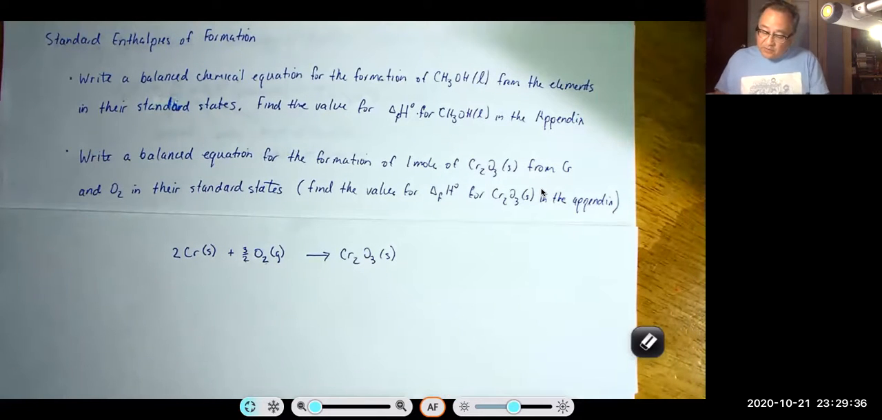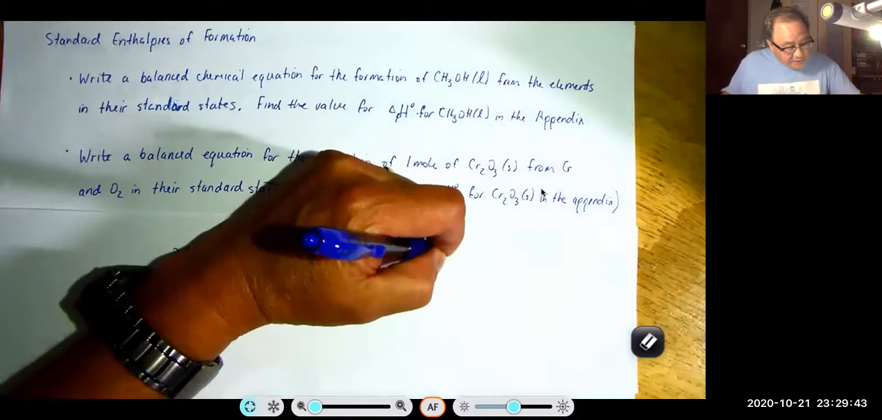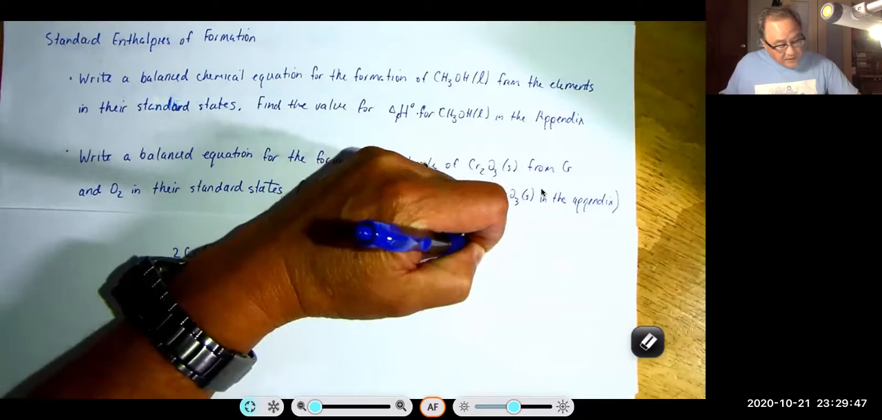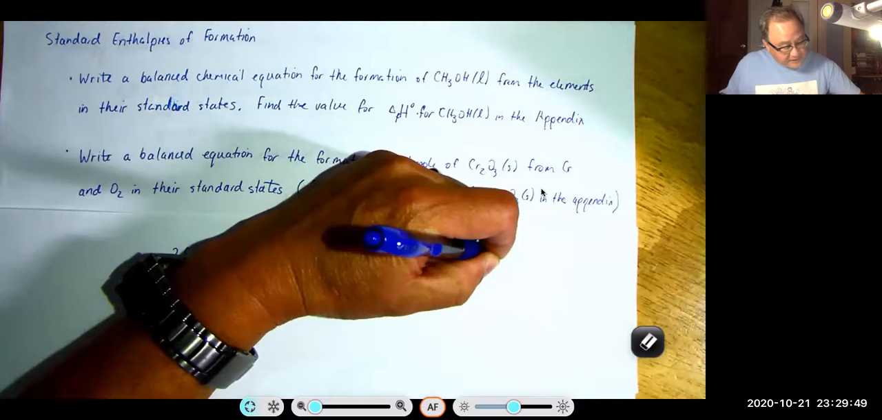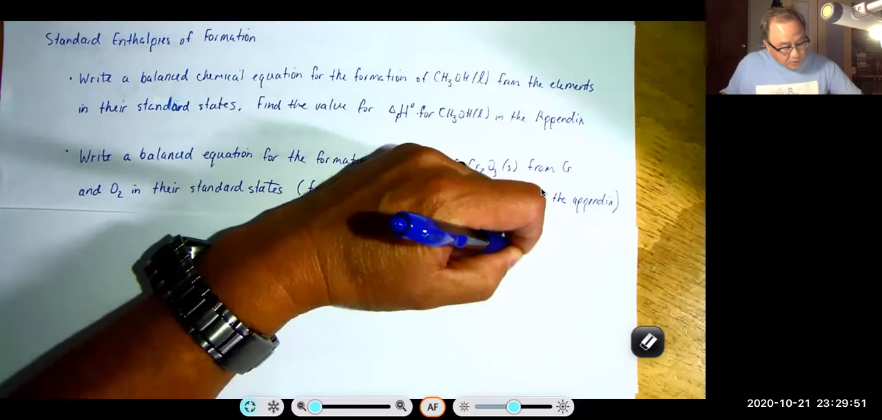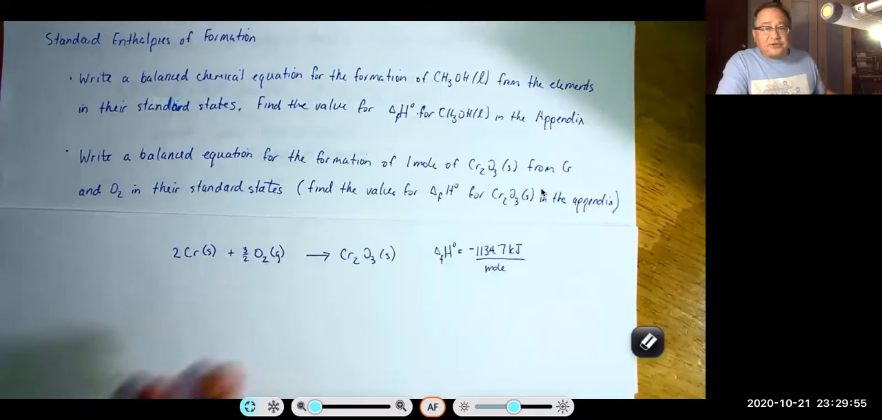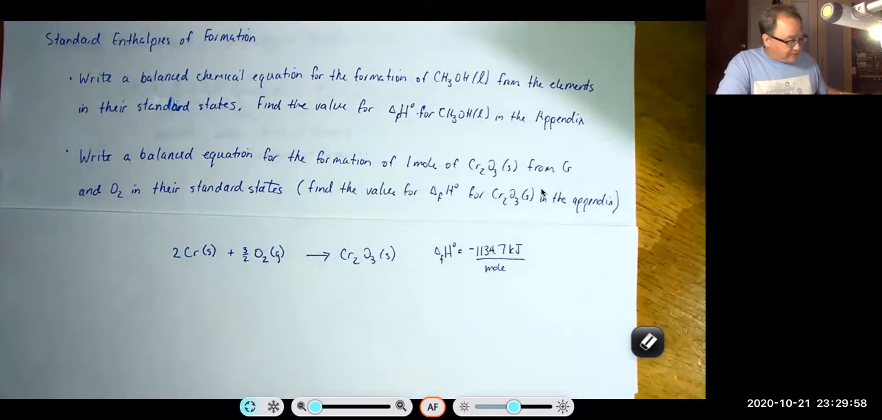I'm going to look up chromium in the back of the book. And remember, these are alphabetical. And the back of the book has that the enthalpy of formation for this is negative 134.7 kilojoules per mole, and that's mole of reaction, of course. So there's your standard enthalpy of formation for this reaction.